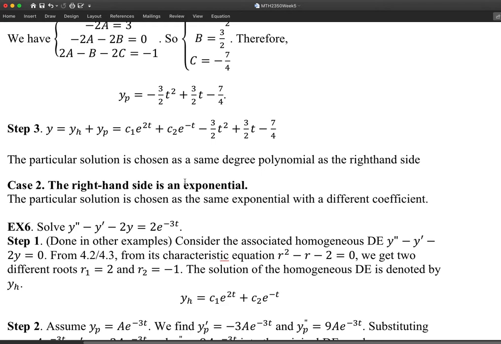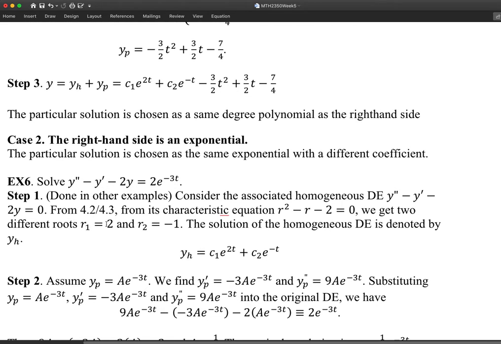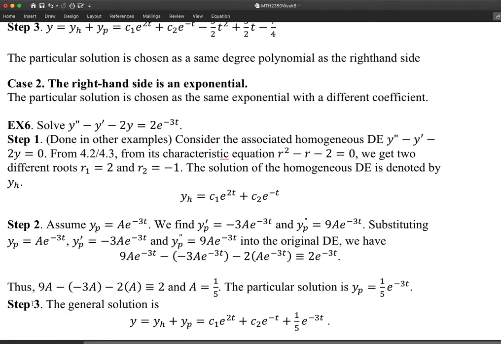So example 6, I have on my notes, is somewhat related to the other one. The differential equation, the left hand side, is always the same. I just updated the right hand side. No polynomials. It is an exponential function. So for completeness' sake, I still listed out step 1, step 2, and step 3.